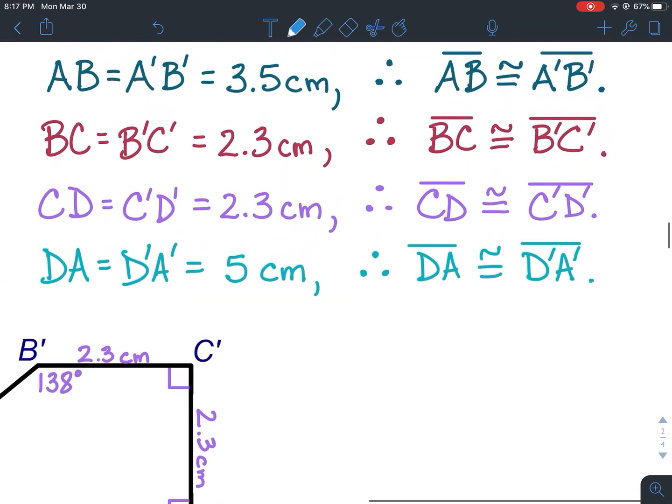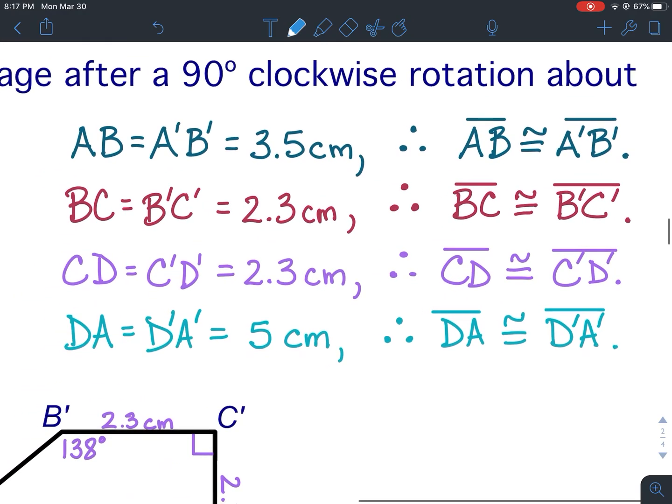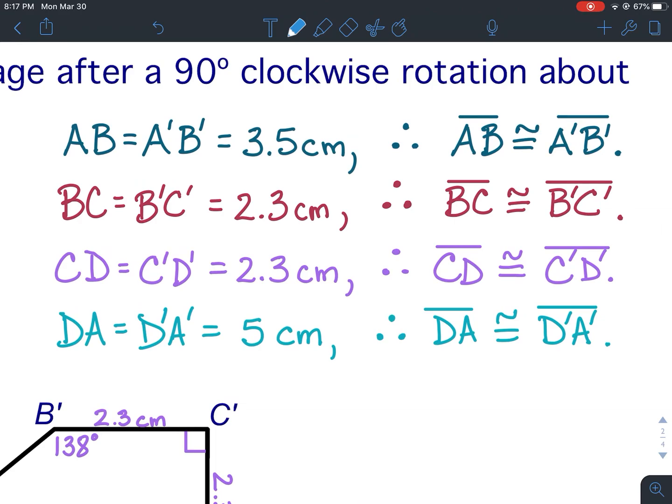Okay, now the side lengths. The length of AB equals the length of A prime, B prime, which equals 3.5 centimeters. Therefore, AB is congruent to A prime, B prime. The length of BC equals the length of B prime, C prime, which equals 2.3 centimeters. Therefore, BC is congruent to B prime, C prime. The length of CD equals the length of C prime, D prime, which equals 2.3 centimeters. Therefore, CD is congruent to C prime, D prime.